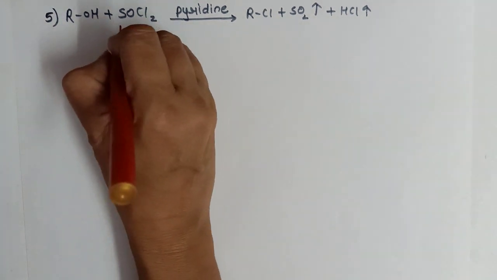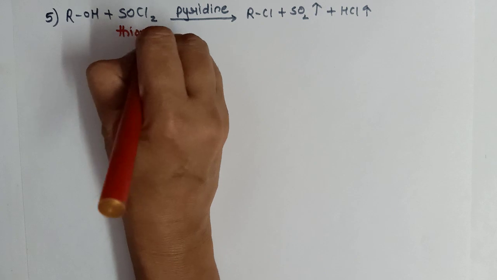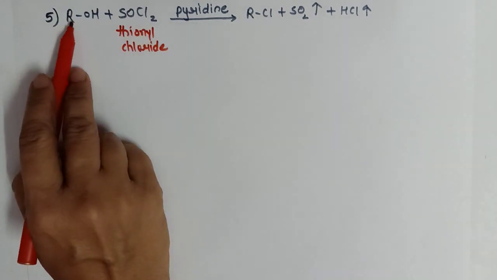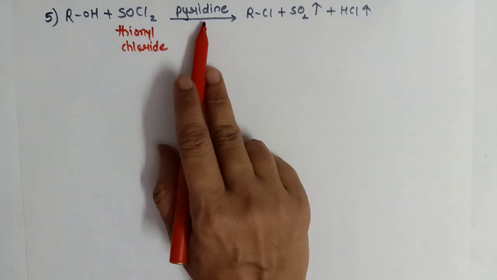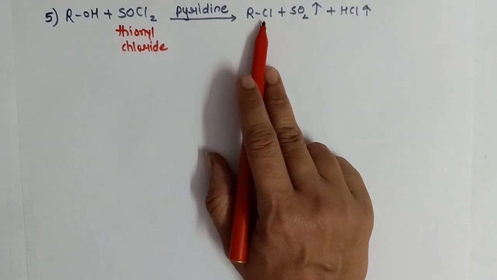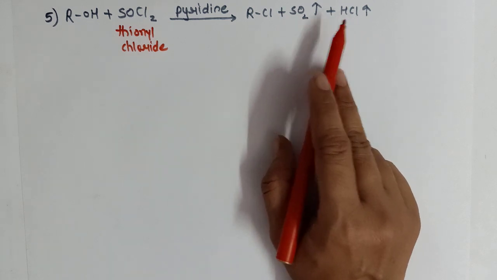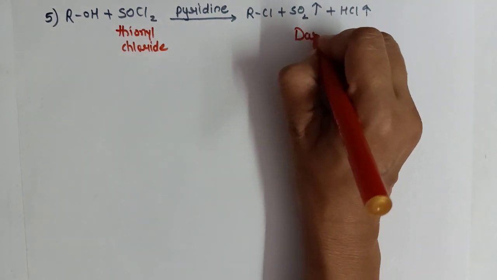The next method is by using thionyl chloride. The treatment of alcohol with thionyl chloride in presence of pyridine will give you chloroalkane along with the byproducts sulfur dioxide and HCl. This is a name reaction called the Darzens process.